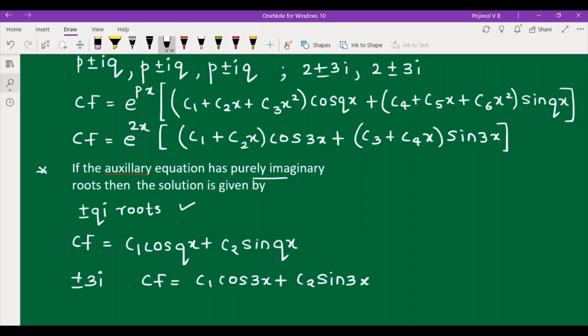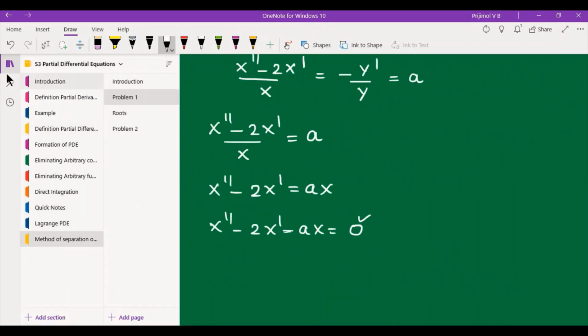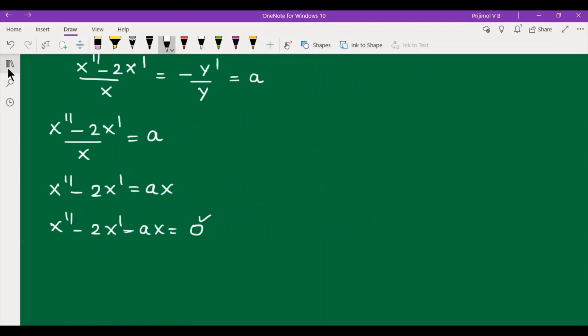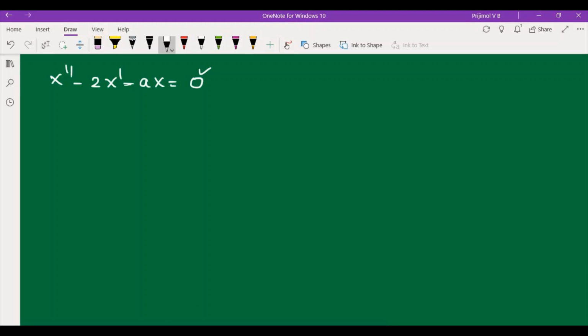Now let me take you back to the problem. So we have here a second order homogeneous differential equation in terms of capital X. So how do you write this? This is homogeneous. That means the complementary function will be the solution of the homogeneous differential equation. Now we have to write down the auxiliary equation. This is done by replacing the derivatives with m. So X double dash becomes m square, minus 2 into X dash becomes m, minus a equal to 0. Okay, so this is our auxiliary equation.